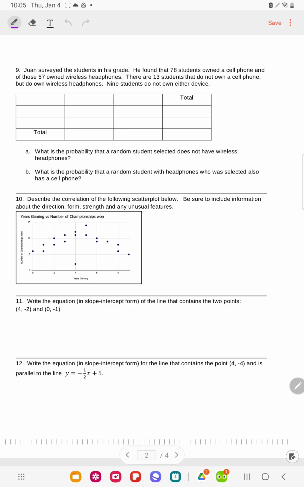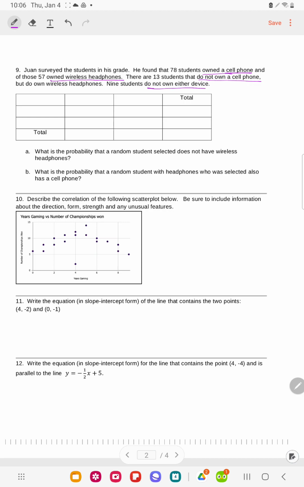Question 9. Juan surveyed the students in his grade. He found that 78 students owned a cell phone, and of those, 57 owned wireless headphones. There are 13 students that do not own a cell phone, but do own wireless headphones. 9 students do not own either device. So when you read this word problem that involves conditional probability, you'll notice that it's talking about very specific things. It talks about people owning a cell phone, people owning wireless headphones, people not owning cell phones, and people owning neither.